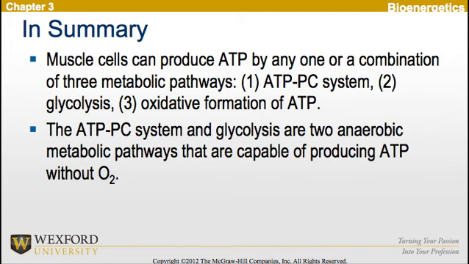The muscle cells can produce ATP by any one or a combination of 3 metabolic pathways. You have the ATP-PC system, you have glycolysis, and you have oxidative formation of ATP. The ATP-PC system and glycolysis are 2 anaerobic metabolic pathways that are capable of producing ATP without oxygen.